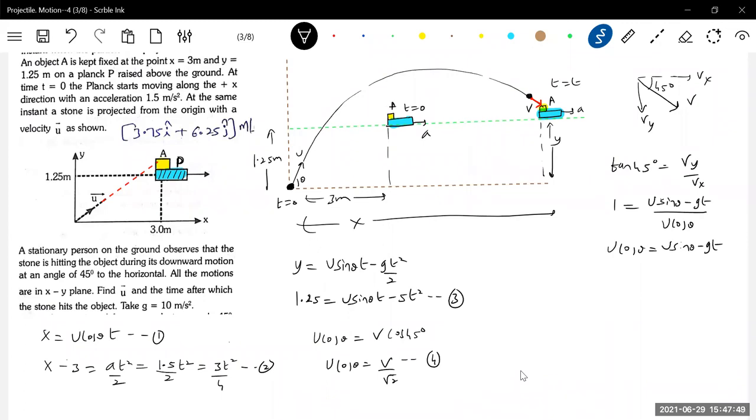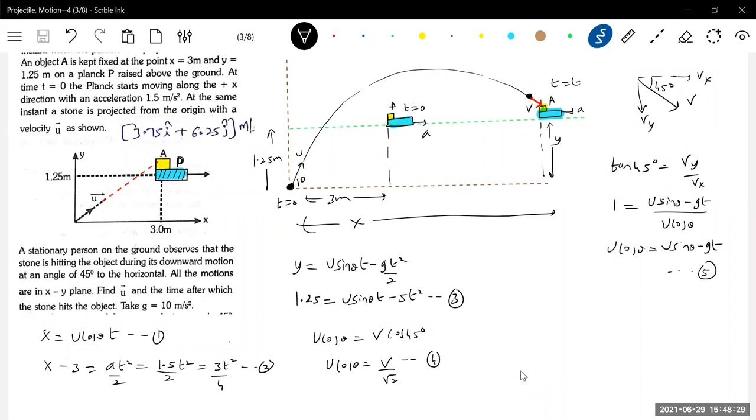So u cos theta equal to u sine theta minus gt. I think we can manage now. This is the equation 5 I'm putting. Equation 3 and 5 are very good, no? Because u and t are unknown things. And substitute 2 in 1, you'll get x, then solve it, you'll get the required answer.